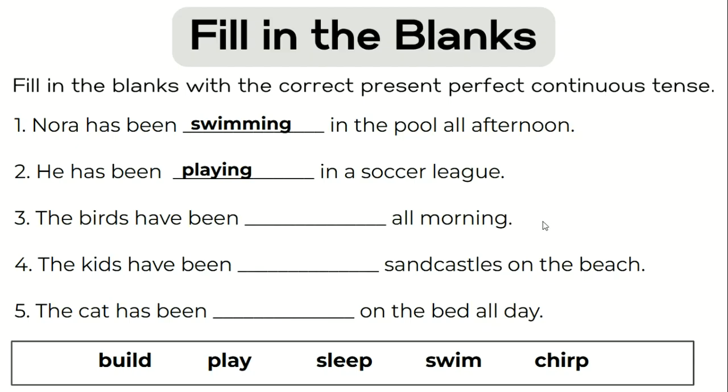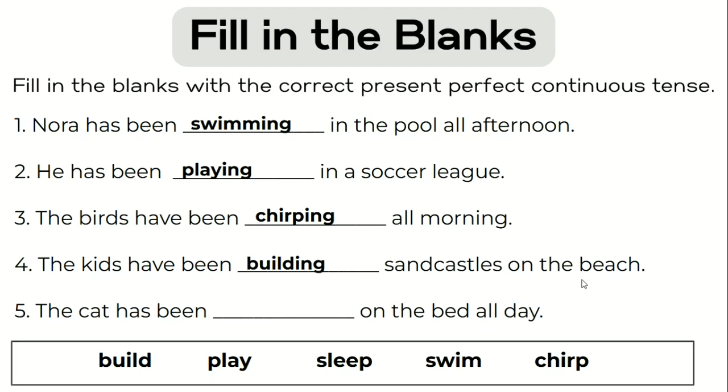The birds have been chirping. So chirp is a really good verb that we use for the sound that birds make. It's a little bit of onomatopoeia as well. Chirp, chirp, chirp. So chirping is the correct verb. That's a good one to learn. Okay, let's read number three together. The birds have been chirping all morning.